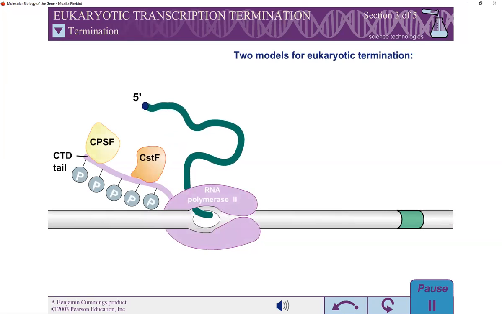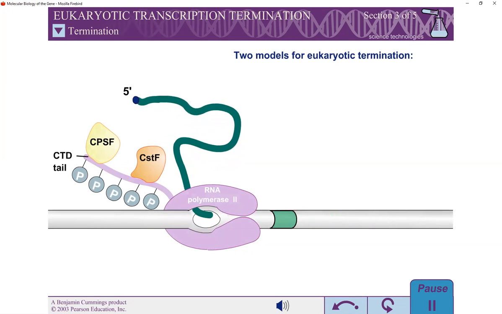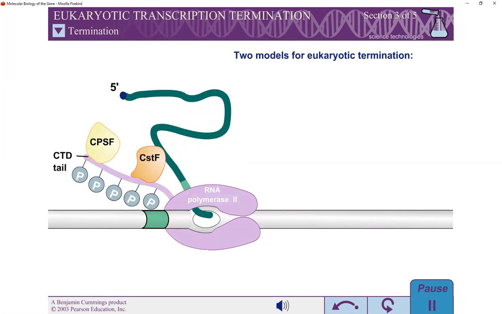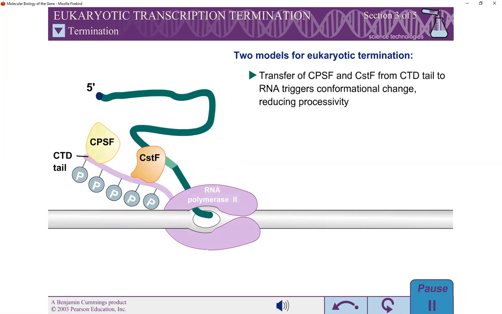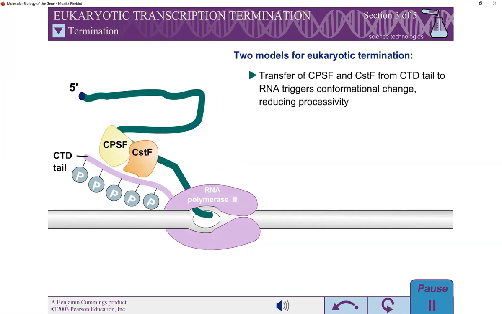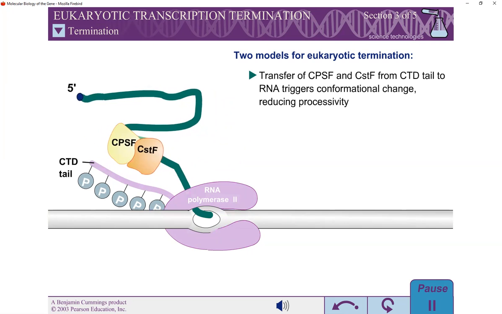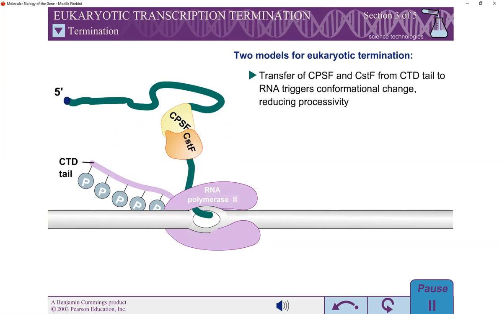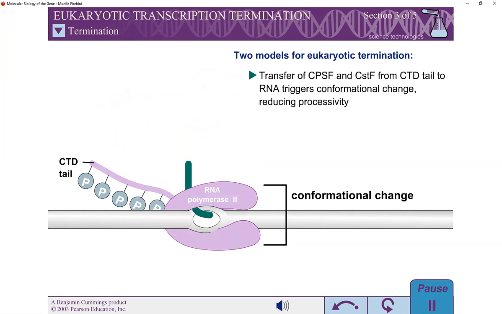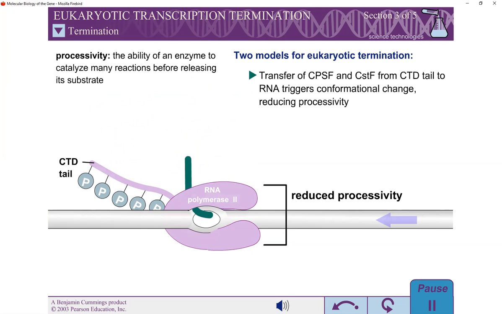Two basic models have been proposed to explain the link between polyadenylation and termination. The first model proposes that the transfer of CPSF and CSTF from the polymerase CTD tail to the RNA triggers a conformational change in polymerase. This conformational change might reduce the processivity of polymerase, leading to dissociation soon afterward. Okay, it will change the processivity and will lead to the process of dissociation.